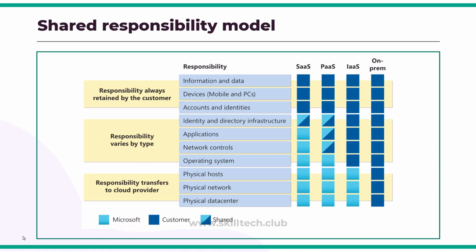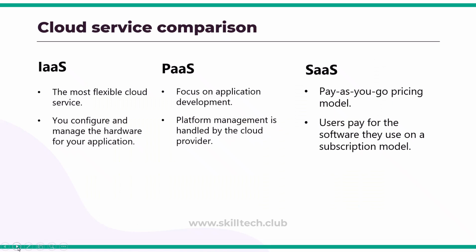This is what we are going to see in the next slide also when we are comparing these three. So when we compare the cloud service types, infrastructure as a service is the most flexible service. You can do whatever you want to do because you have maximum control. You can configure and manage hardware for your application also. Platform as a service focuses on application development, deployment, and testing. It provides a platform which allows you to manage whatever you want to do inside that, but that platform is managed by the cloud provider.